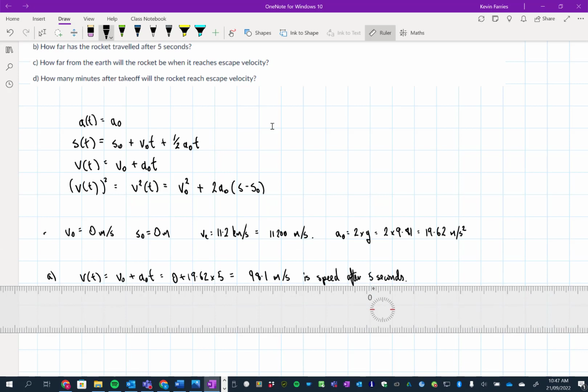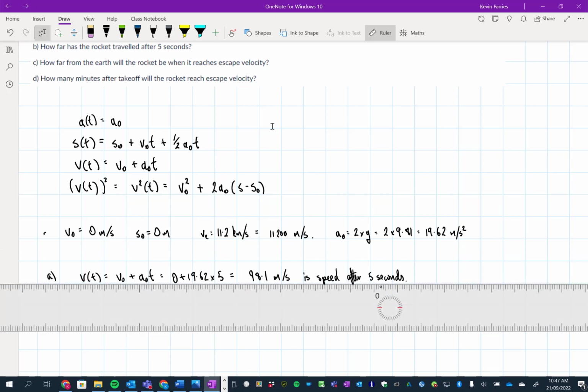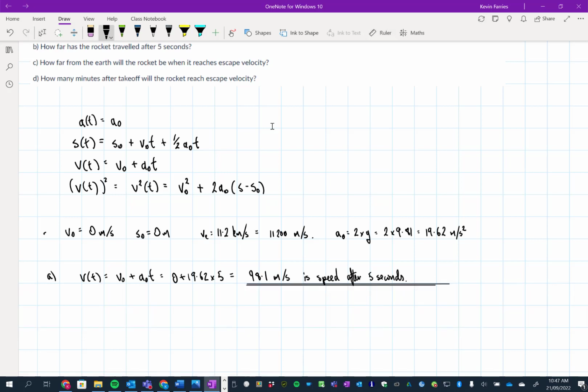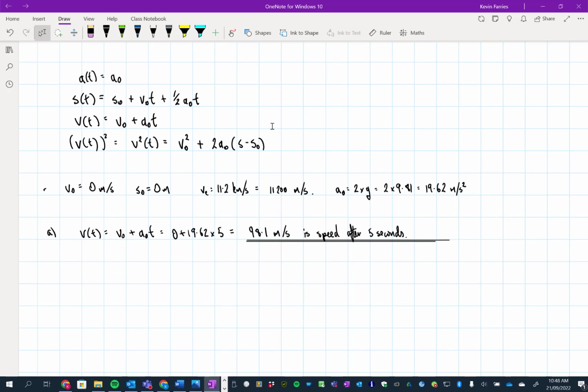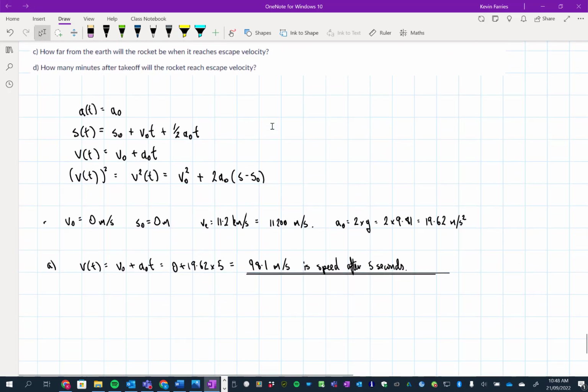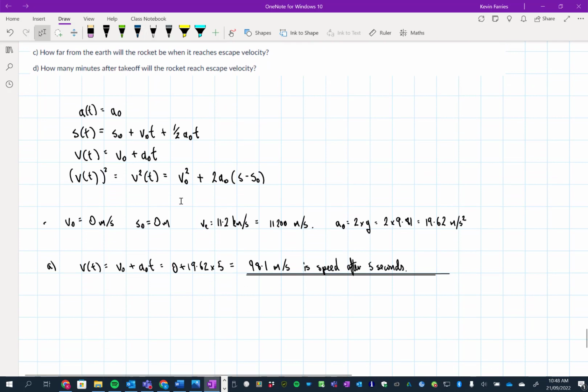So it's already going pretty fast. It's a few hundred kilometers an hour, I think. So I think 30 meters per second is something like 100 kilometers per hour, very roughly speaking. So that's the first one. How far has the rocket traveled after 5 seconds?